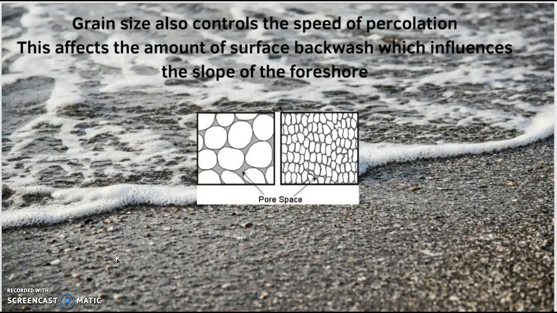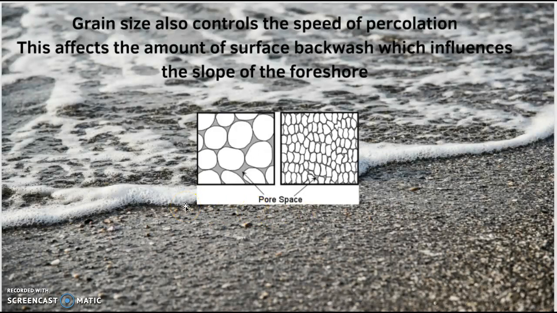Grain size is also important because it's going to control the speed that the water percolates into the sand, and that affects the amount of water in the surface backwash and the amount of water that's returning through the beach sediments. And that's going to shape the beach foreshore and the gradient of that foreshore, because the amount of surface return flow is a factor in the movement of the sand grains on the beach. And if you stand at the water's edge and you look at the backwash, you can see the grains of sand moving over the surface with the backwash.